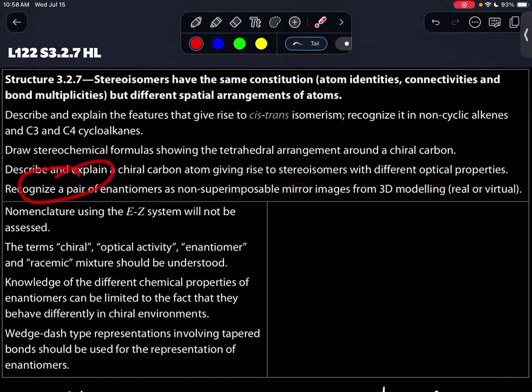And lastly, we'll recognize a pair of enantiomers as non-superimposable mirror images from 3D modeling. Now, we're not doing EZ system of isomerism that used to be on DP. It is not anymore. And furthermore, we're going to use terms chiral, optical activity, enantiomer, and racemic. Furthermore, knowledge of the different chemical properties of enantiomers will be limited by the fact that they behave differently. And lastly, we'll use stereochemical formulas using the wedge dash representation for enantiomers.